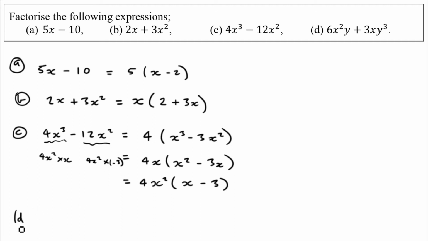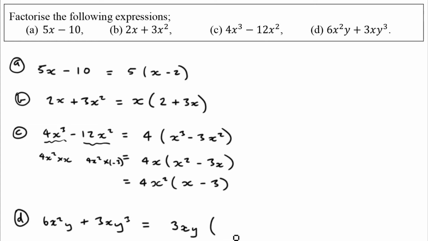Example D has more than one variable in it. 6x squared y plus 3x y cubed. Let's see if we could spot the common factor in one go. Both of the numbers are multiples of 3, so we can take a factor of 3 out. Both pieces have an x in it, and the highest power of x that features in both pieces is 1, so just 3x to the 1, or just 3x. Similarly, both pieces have y's in them, but again the highest power of y that appears in both pieces is 1, so y to the 1, or just y.